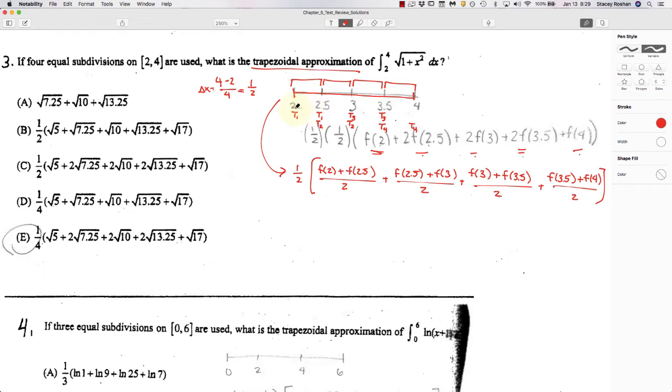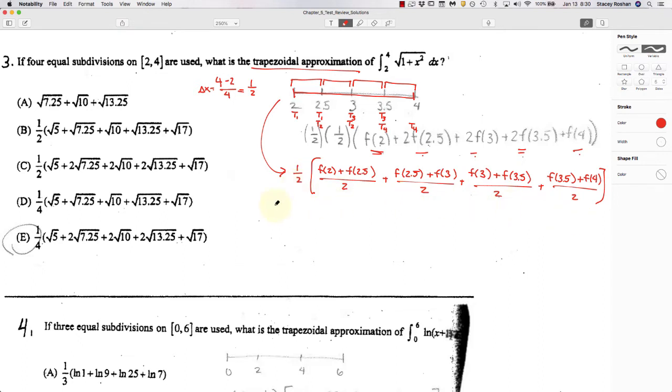Remember when we were doing left, we would have just done f of 2 plus f of 2.5 plus f of 3 plus f of 3.5. In trapezoids, we have to just average them. That's it. So it's the same thing you were doing with left, right, and mid, but with trapezoids, we're just averaging both ends. Instead of just taking the left or just the right, we're averaging the left and the right. That's the key.